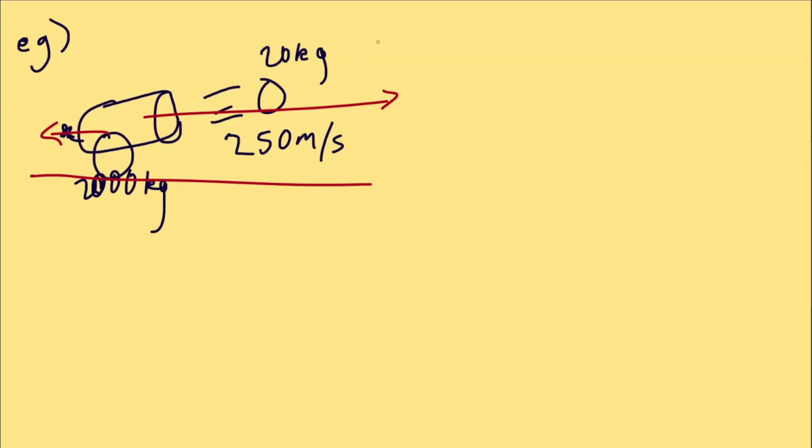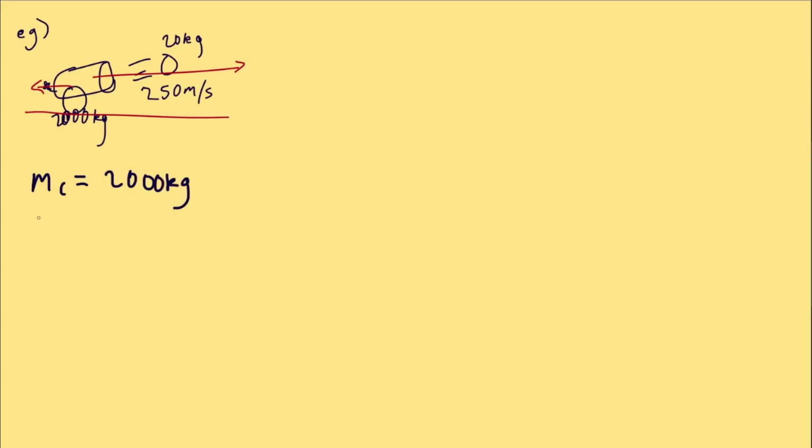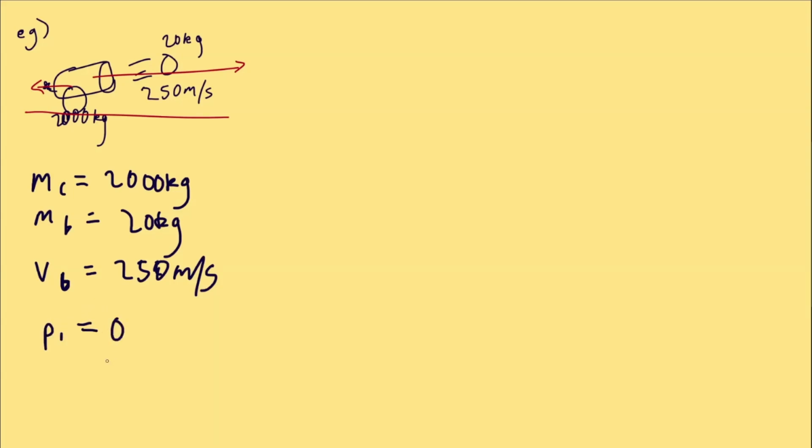Let's break this problem down. So first, let's identify what we're given. We have the mass of the cannon, 2,000 kilos. We also have the mass of the cannonball, which we'll label with B for ball, 20 kilos. We have the velocity of the ball initially, 250 meters per second. And we also have the total momentum initially, which is 0. Why is it 0? The ball hasn't been fired yet, so 0.